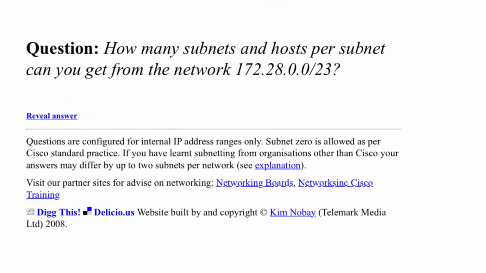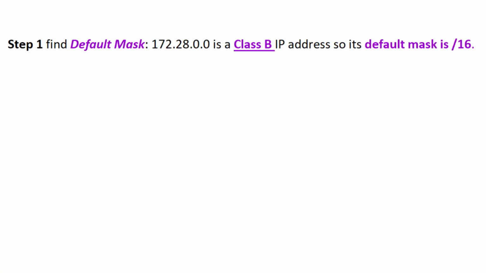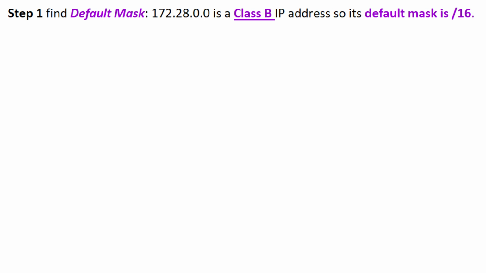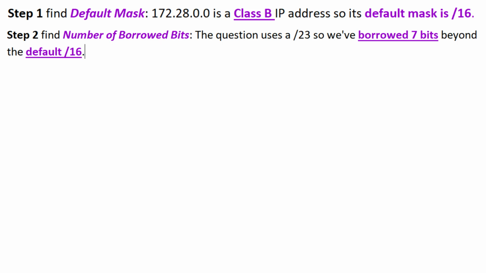Here's the question. How many subnets and hosts per subnet can you get from the network 172.28.0.0/23? Okay, so step 1, find the default mask. 172.28.0.0 is a class B IP address, so its default mask is /16. On to step 2, finding the number of borrowed bits.